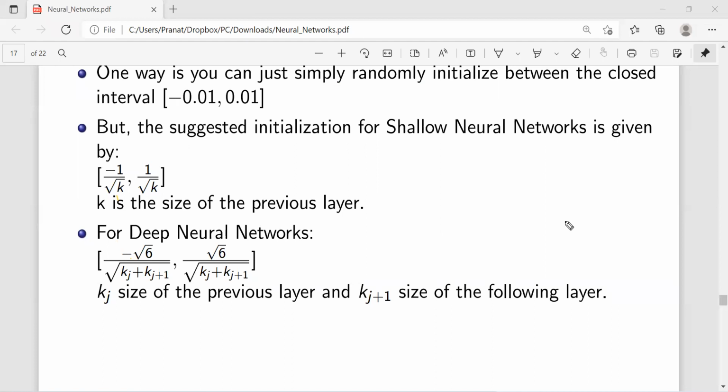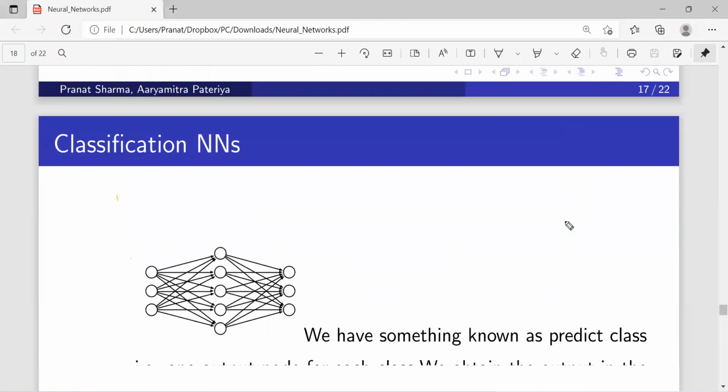Of course, if you're using libraries like TensorFlow in Python, you don't have to initialize them by writing formulas on your own. They just do it on their own. You just have to use some sort of command and they initialize the weights and biases for you.